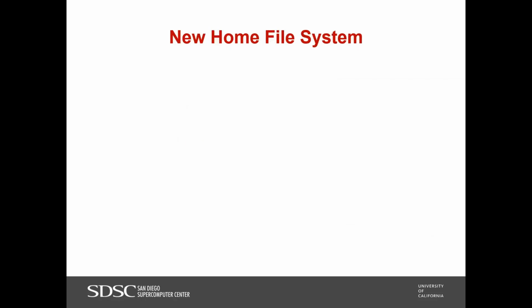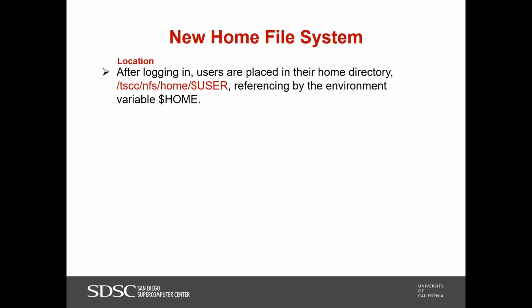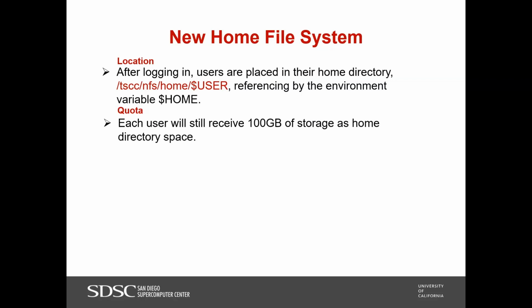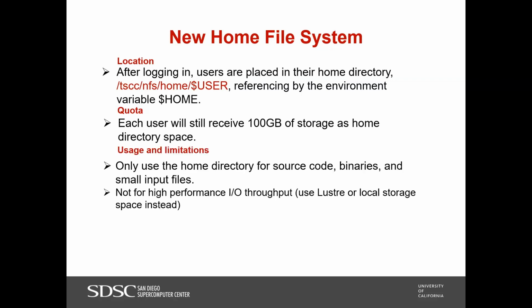Okay, so let me give you more details about our new home file system. So here is the location of your new home file system. After you log in, you will be at your home directory, and still a 100 GB quota. And please note this is only for source code, binaries, and small input files, and not for high performance IO throughput. And please consider using larger or local storage spaces if you have very high performance IO in your simulations.